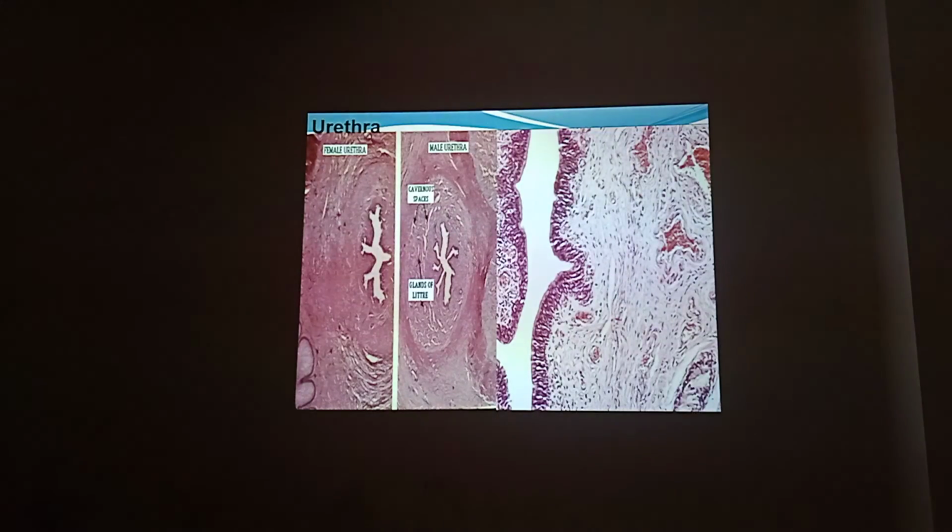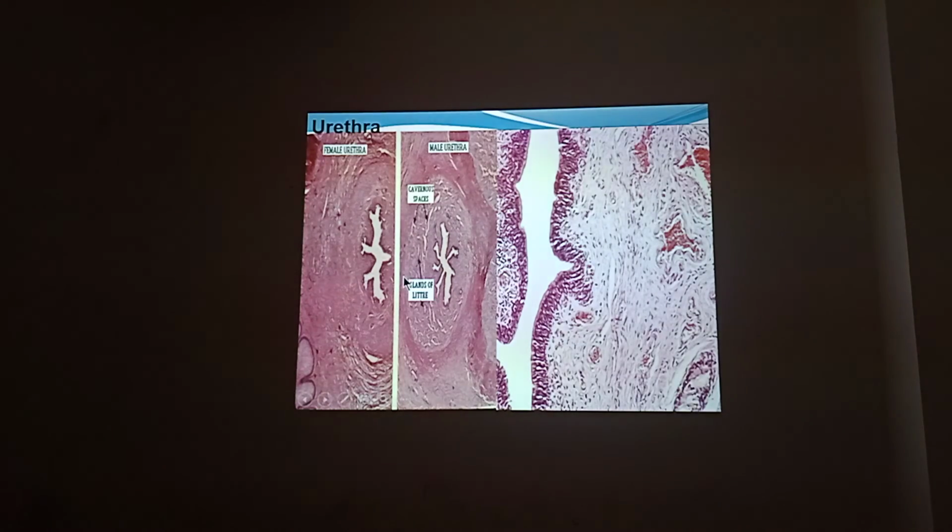This is urethra, but it is not present here, so it will not come in your exam. This is the longitudinal section, and this is the transverse section. This is female urethra, this is male urethra, very much similar to ureter. Again MAMA: mucosal layer, muscle layer, and adventitia. So you need not be afraid because the slide of urethra is not present here. This is transitional epithelium.